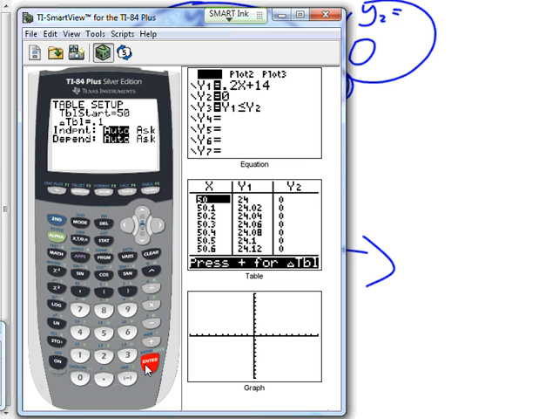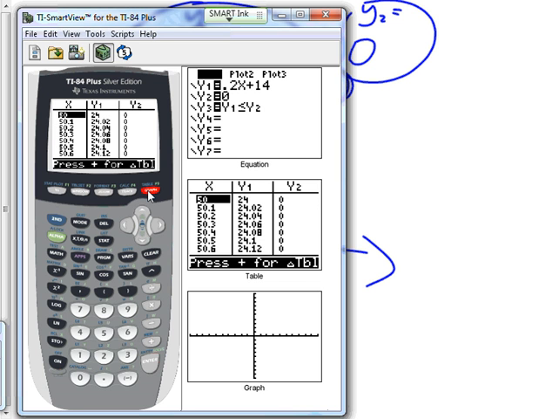Now, when I go to my table, it has 50, 50.1, 50.2, etc., and I want 50.8, so we just arrow down further. 0.8, 24.16. Raise your hand if you had that one right.